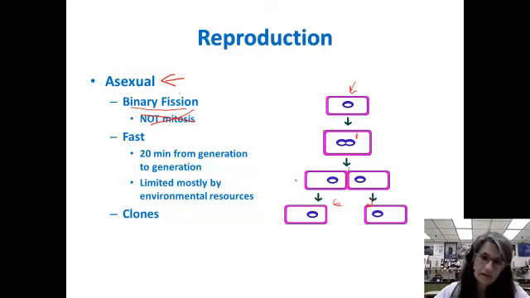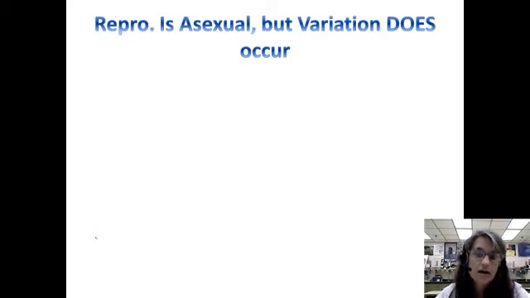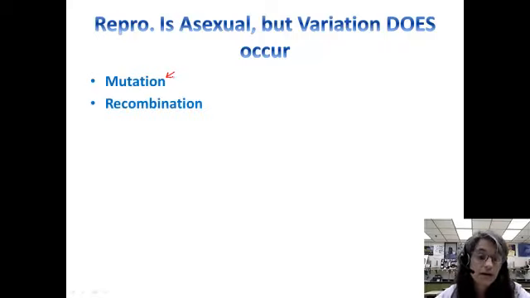Now, that said, we know that organisms need to have variety among their population too, or they will often die out if they bump into unfavorable conditions. We need to have some variety there. Variation does occur, even though reproduction is asexual. Most variation occurs via mutation, okay, mutations in the DNA, but it can also occur from just reshuffling genes.